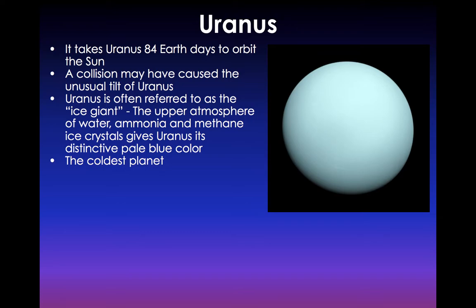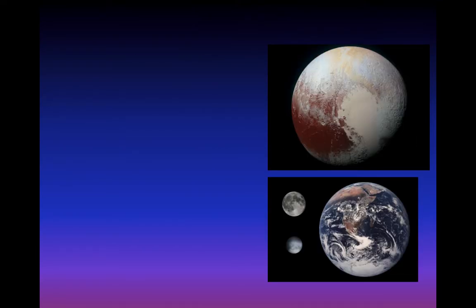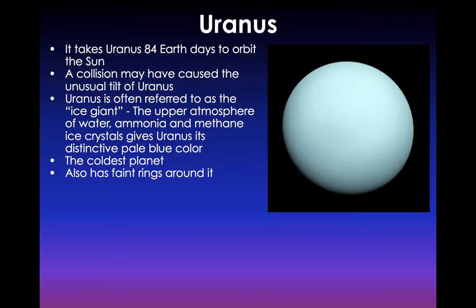The upper atmosphere of water, ammonia, and methane ice crystals give Uranus its distinctive pale blue color. Super cool color. And it's the coldest planet. This also has faint rings around it.